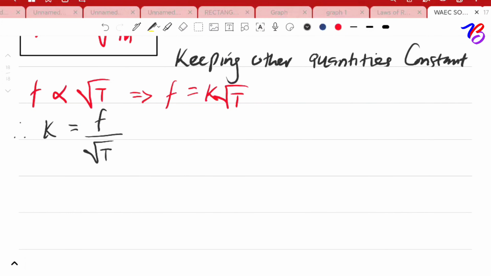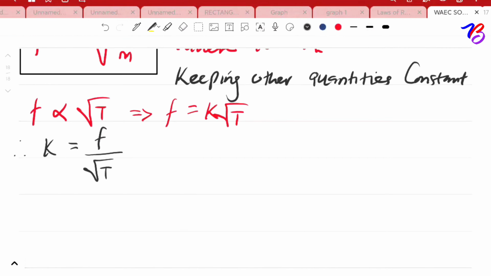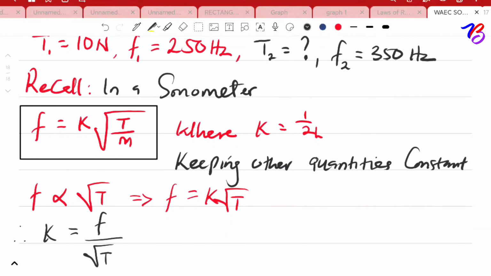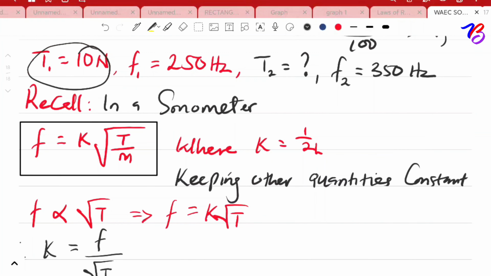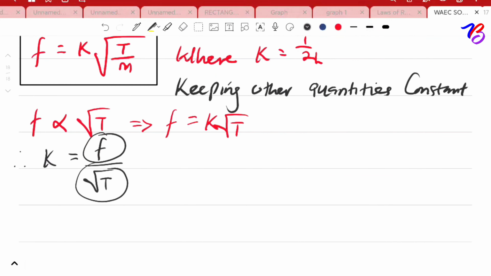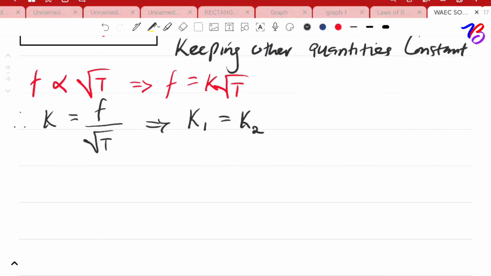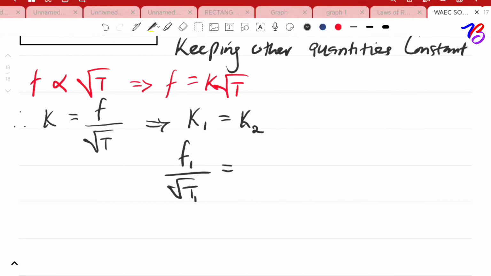So we are going to be equating K to K, constant to constant, which will give you F over square root of T is equal to F over square root of T. Exactly. That is the only way we can solve this problem, because we're having T1 and F1 and T2 and F2. Is that clear? So let's equate the two now. So K1 is equal to K2. Okay? So F1 over square root of T1 is equal to F2 over square root of T2. This will suit our data.